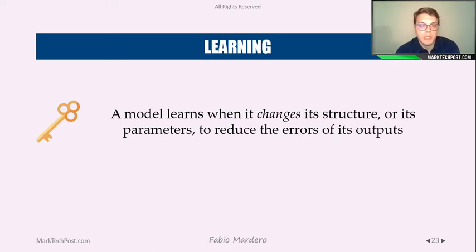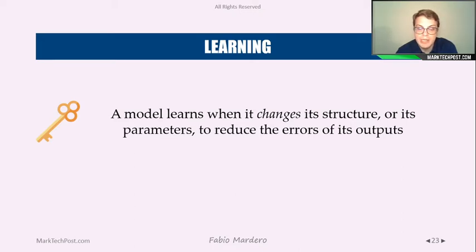The second key element of a machine learning model is the learning. And here we will take a general overview, a very abstract overview, and in the next section we will cover with notations, with mathematical expressions, what this means. But remember that a model learns when it changes its structure, its parameters, to reduce the error of the outputs. For example, here we are talking about parameters. So the model, when it learns, adjusts its parameters.